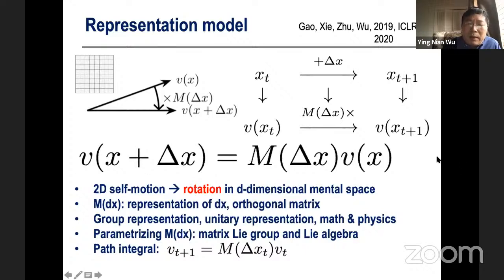And you can use this representational model for path integral. So suppose v sub t is the vector representation of your current position, and then you sense your self-motion as a delta x sub t, and then you have this matrix representation, and this matrix rotates this vector to get the vector for the next moment. And this enables you to perform path integral. Of course, you should also be able to decode v back to x, the cell position, and I will discuss this a little bit later.